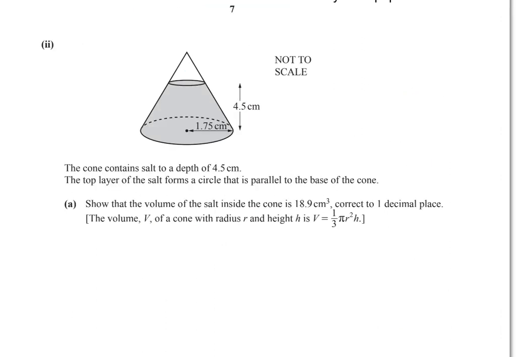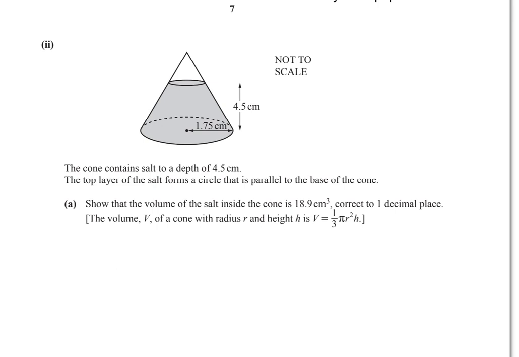Part d, i. The cone contains salt to a depth of 4.5 centimeter. The top layer of the salt forms a circle that is parallel to the base of the cone. Show that the volume of the salt inside the cone is 18.9 centimeter cube, correct to 1 decimal place. To find the volume of the salt, you have to find the volume of the big cone minus the volume of the small cone. Volume of the big cone you can find because you have radius and you have the perpendicular height, which is 6.